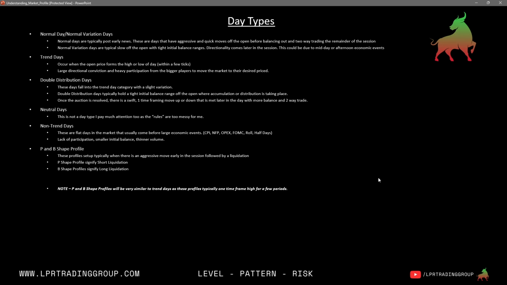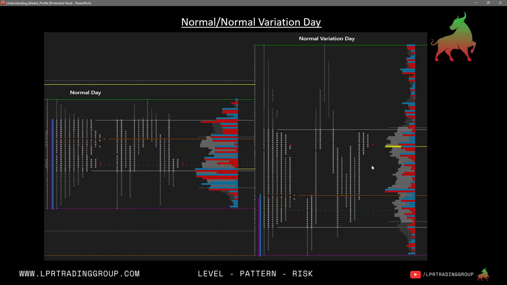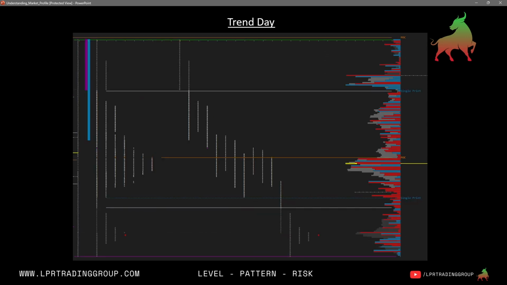Large directional conviction and heavy participation from the big players to move the market to their desired price. This is a trend day. So if we can see back from our first module, we learned that this green dotted line was our open price. So you can see A period open. We went one tick over the open, and for the rest of the day, we one time frame to the downside, okay? One time framing.